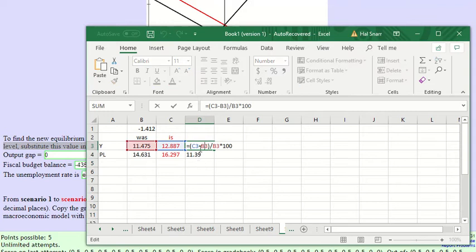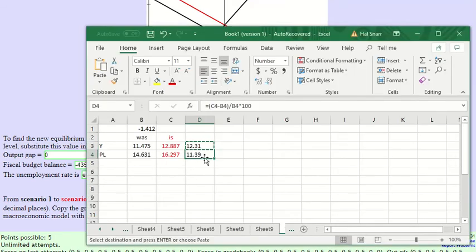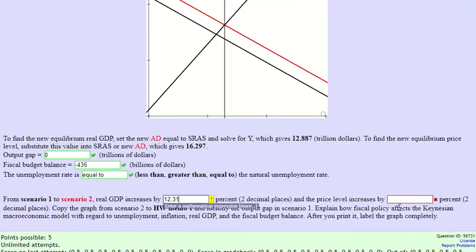Okay, so we'll review. We're taking what GDP is, we're subtracting off what GDP was, we're taking that difference and we're dividing by what GDP was, and we get that. We do the same thing for inflation. What the price level is minus what the price level was, we take that difference and we divide by what it was. So we get a 12.31% increase in GDP, and we get 11.39% increase in the price level.